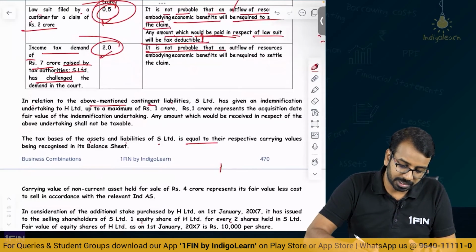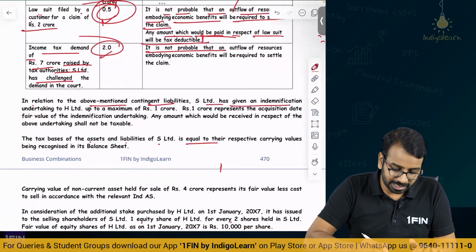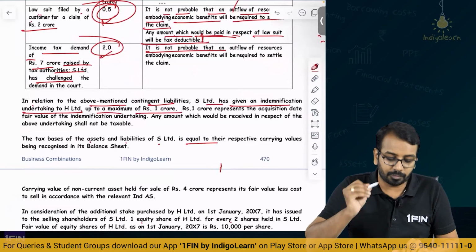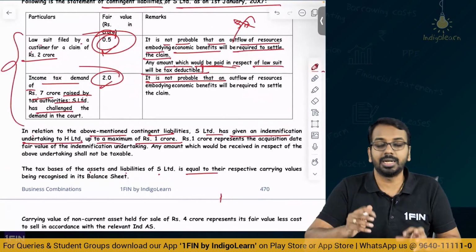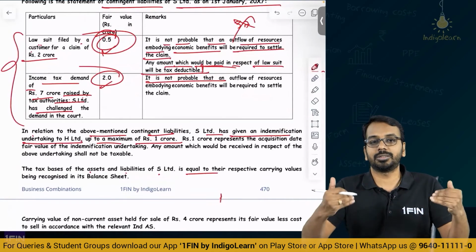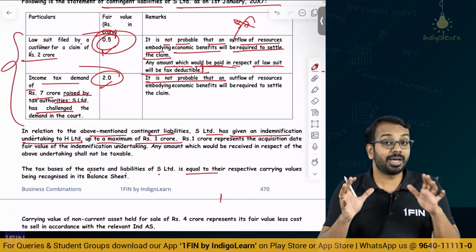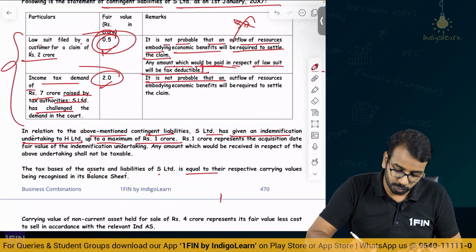In relation to the above mentioned contingent liabilities, S Limited has given an indemnification undertaking, indemnification asset, up to a maximum of 1 crore. So whatever comes here, up to an amount of 1 crore, the subsidiary, the selling company, will reimburse. Means what? What will be our indemnification asset? To the extent of 1 crore.